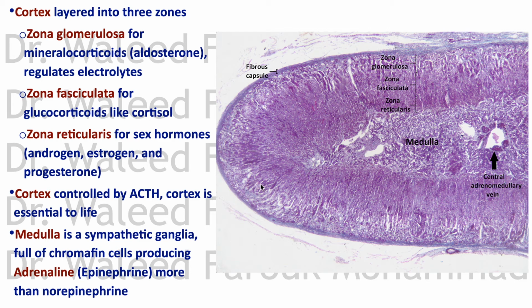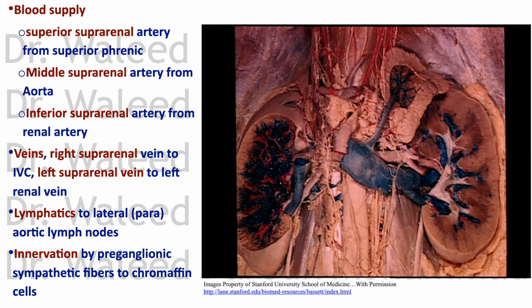And the medulla, as I said before, is actually a sympathetic ganglion. And remember, it receives through the renal plexus the least and lesser splanchnic nerves. These are the stimulants, actually, that synapse here in the medulla of the adrenal gland.